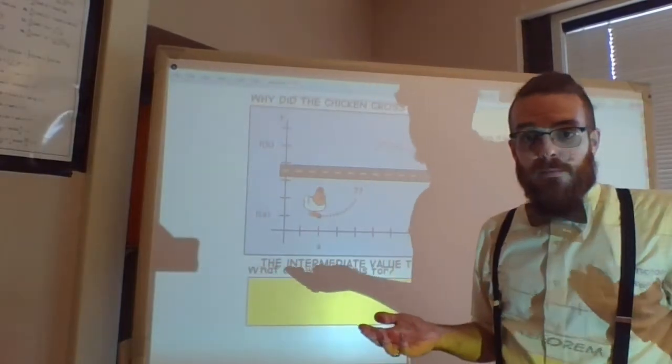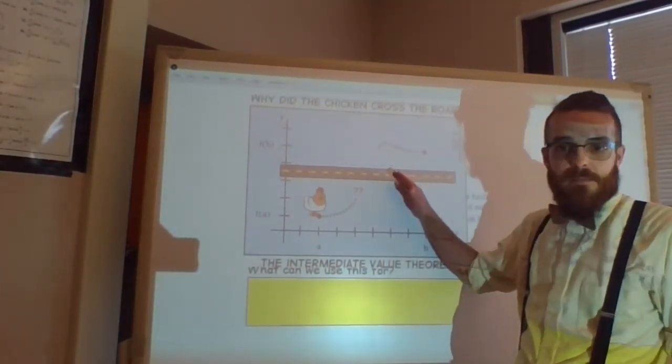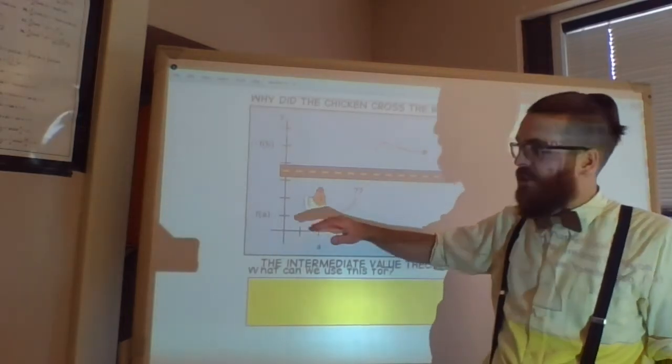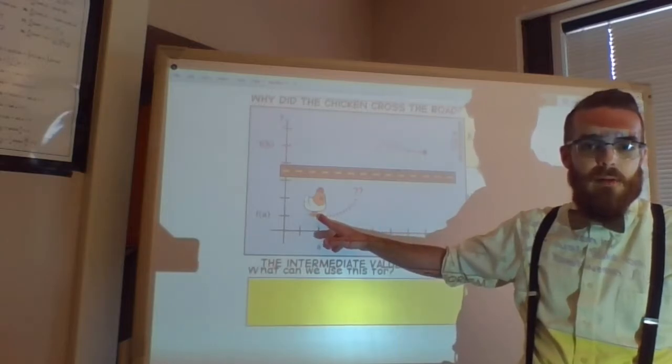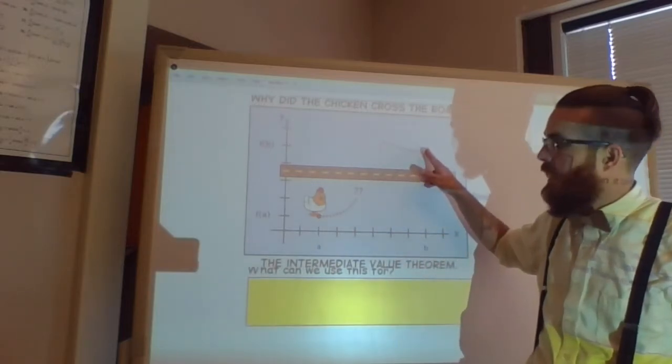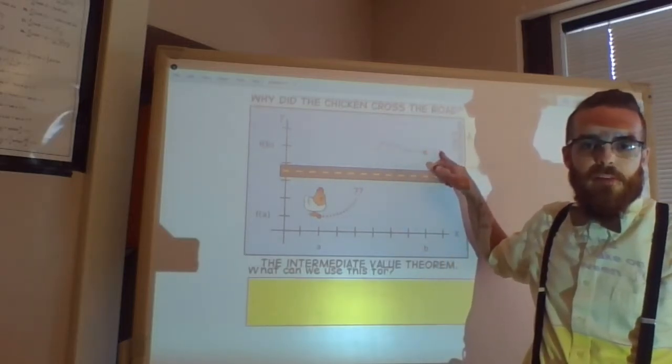What makes a joke funny? Explaining it, right? So, intermediate value theorem. We said the chicken started at point A. He was on one side of the road. At point B, he was at the function value of f of b. F of b happens to be on the other side of the road.